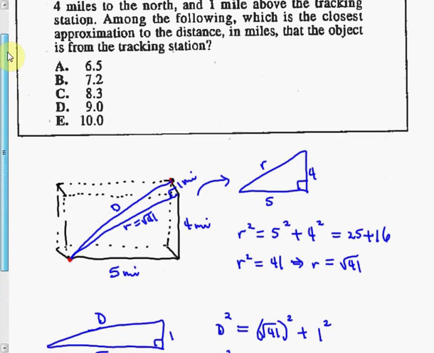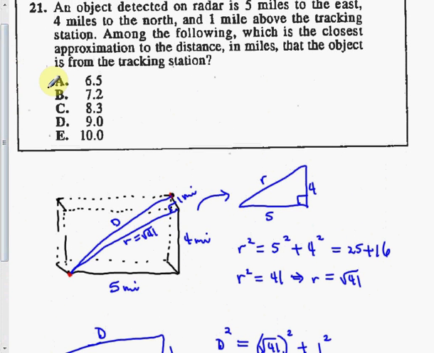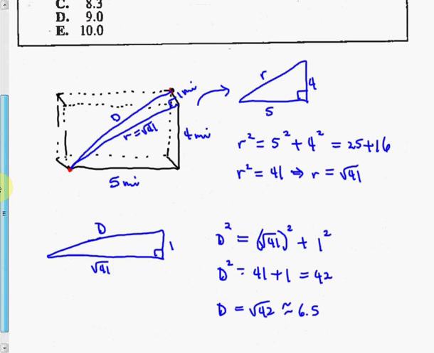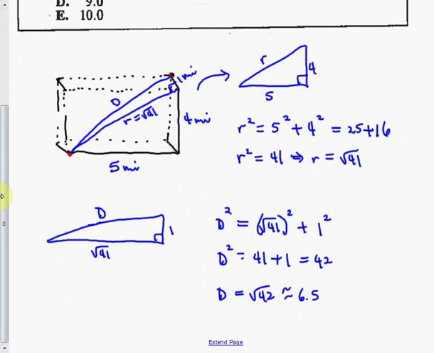So the one that's closest to that. And it says the closest approximation. So that's good. So it'll be part A, 6.5. Any questions there? Okay.